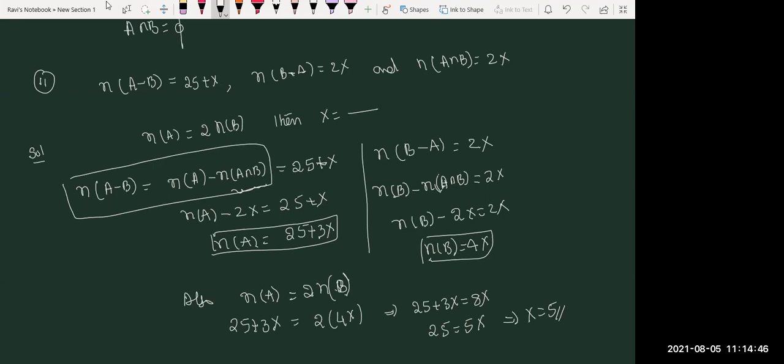Now, shall we do the 12th question? Question number 12. Yes, sir. Board model question. Read the data given in the 12th question, all of you. Which question, sir? Level 2, 12th question.